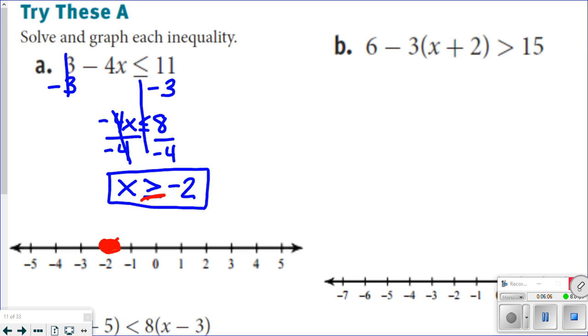And we need all x values greater than negative 2. So is negative 4 greater than? No. Is 0, 3, 5? Yes. So we are shading towards the right. Make it obvious which direction you're shading. I want you to pause the video and try questions B and C.